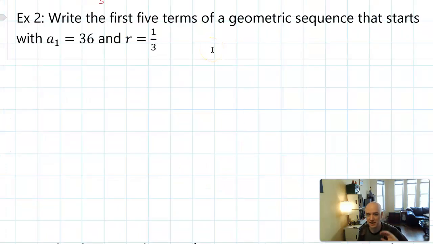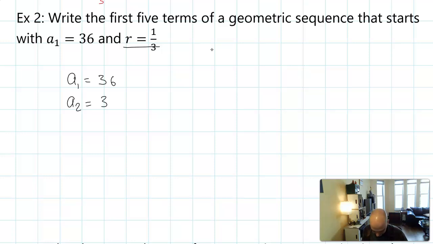What if we're given the ratio and we're asked to write some terms? Well, that's not so bad. You can just write out the first term, a1, that's 36, and then you just multiply by the ratio every time. So 36 times 1/3 would be 12.